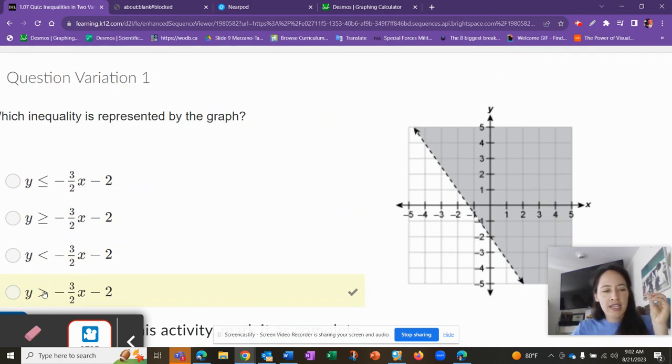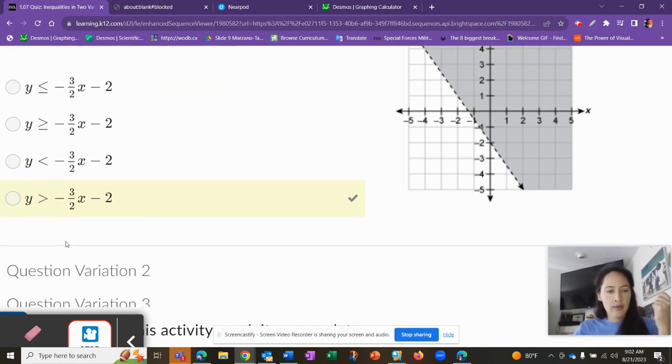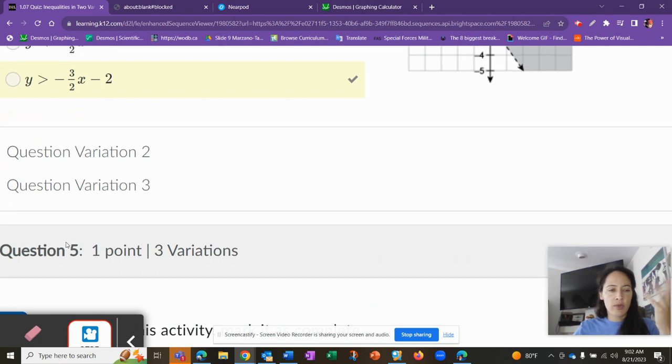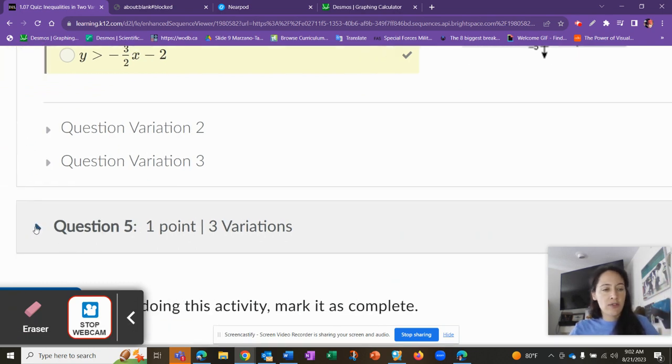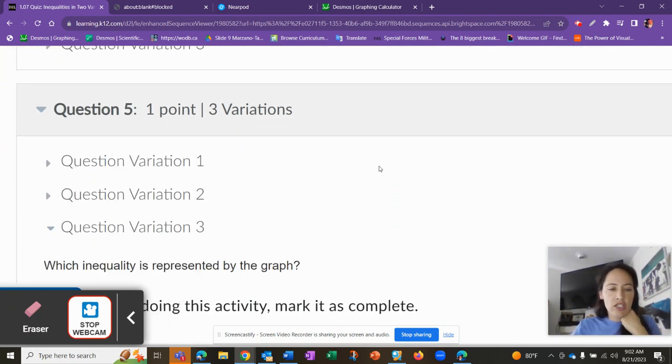We only needed to test our understanding of this symbol and how it's dotted or shaded. Okay, solid or dotted, and which way it was shaded. Last question for today. Question 3, which inequality is represented by the graph?